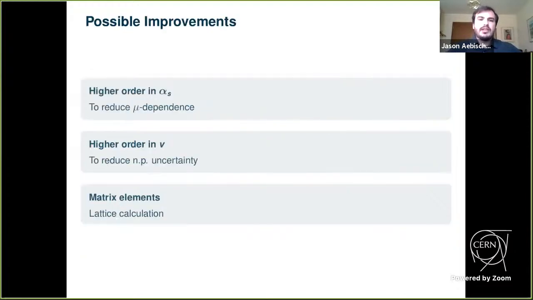And what can be done to improve these results, to shrink the uncertainties? As I mentioned already, one can always go higher in alpha S to reduce the mu dependence, because this is the dominant uncertainty. Then one can go higher in the non-perturbative expansion, in the velocity counting. Or for the matrix elements that appear, it would certainly be nice to have some lattice results for these. But this is at the moment not the dominant uncertainty, but this would certainly be something nice to have.